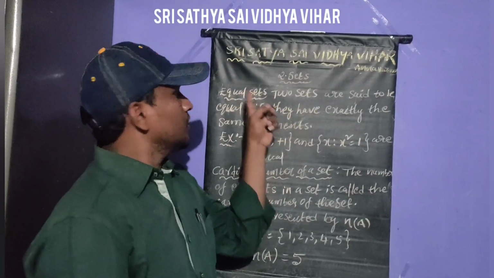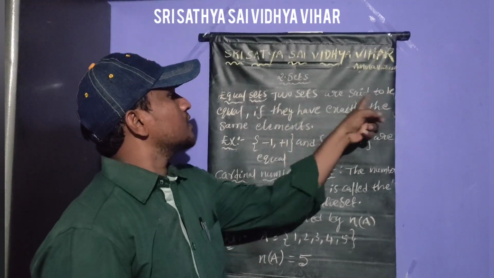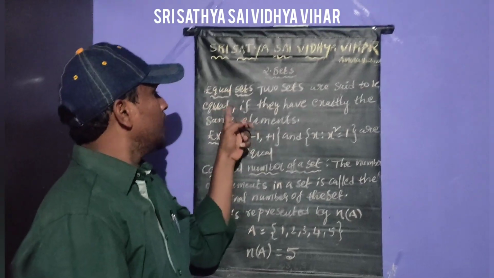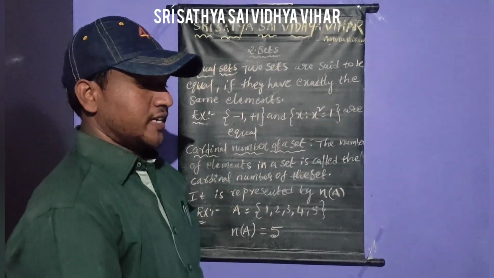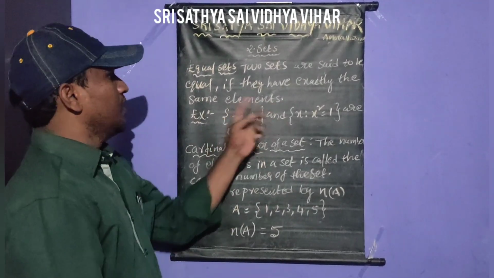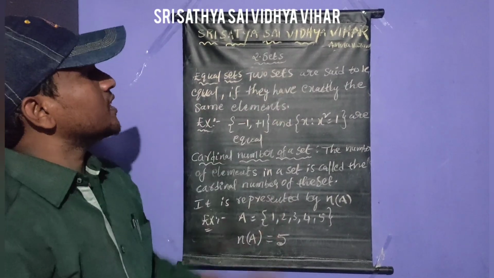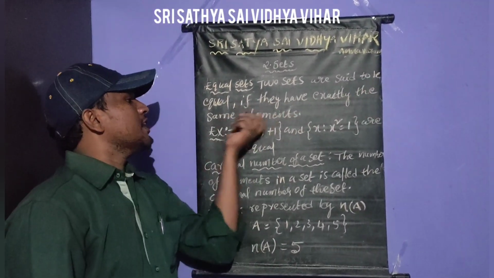Next one, equal sets. What are equal sets? Two sets are said to be equal if they have exactly the same elements.